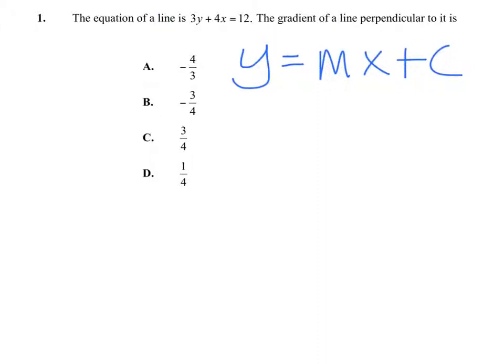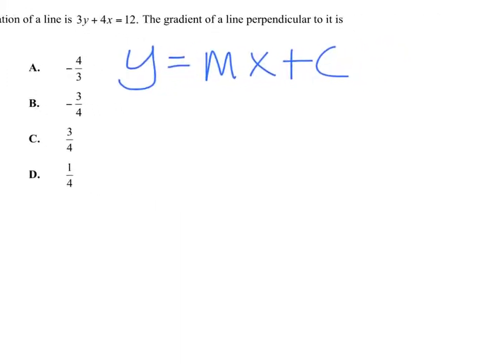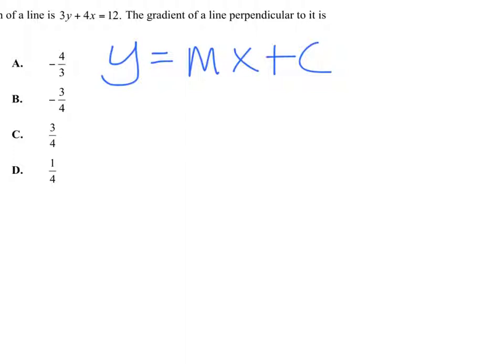Now, the problem with our equation up at the top is it's not in this form, plus the fact we're trying to find the gradient of a line perpendicular to that. So first things first, we need to rearrange the equation we are given into the form we have here in blue. So we have 3y plus 4x equals 12.